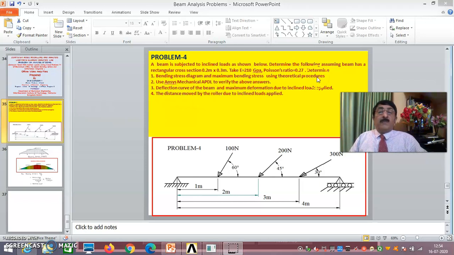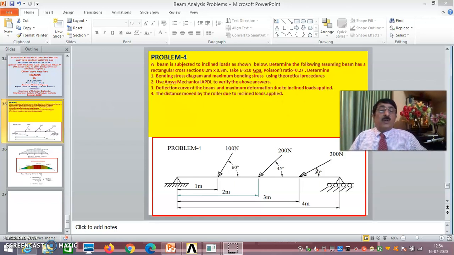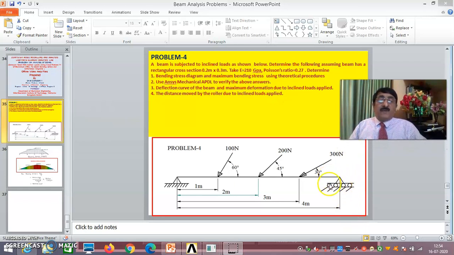Deflection curve of the beam. Determine the deflection curve of the beam and maximum deformation due to the inclined loads applied. Also the distance moved by the roller due to the inclined loads applied. All other things are simple, but this also I have asked. In fact, this is a roller support. Because of the inclined loads, this beam is going to bend. As a result, since this is a roller, the movement in x direction is allowed. The roller moves, either rightwards or leftwards. If it moves rightwards, it will be positive x. If it moves leftwards, it is negative x. Anyway, how much the roller moves, either leftwards or rightwards, due to the applied load, also has to be determined. That's what I have given.